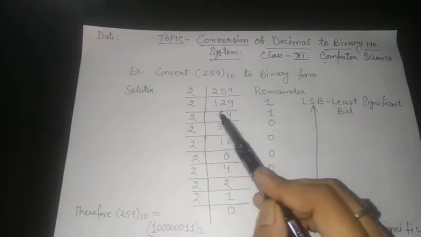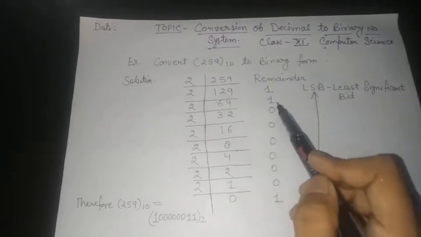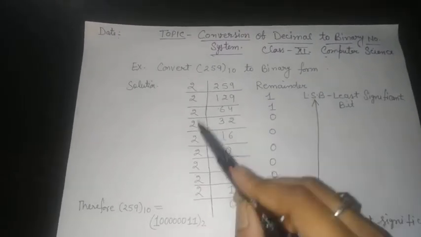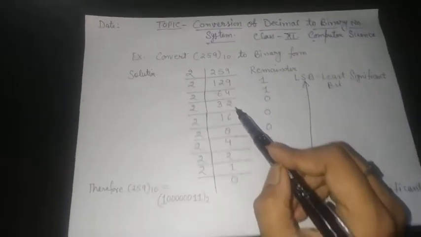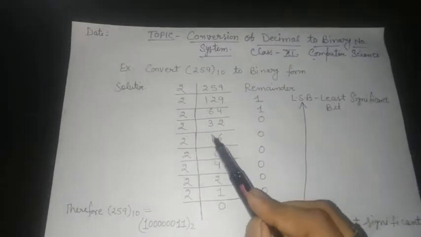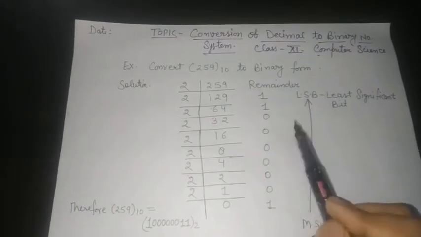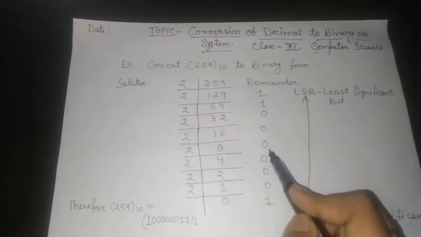Next we divide 129 by 2, and we get the quotient 64 and remainder 1. After that, when we divide 64 by 2, we get the quotient 32 and it is completely divided, so the remainder will be 0. Then we divide 32 by 2 and the remainder is 0. After that, 16 is also completely divided by 2, and we get the remainder 0.